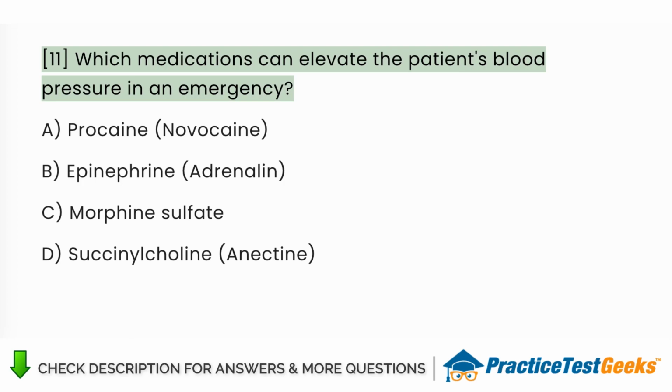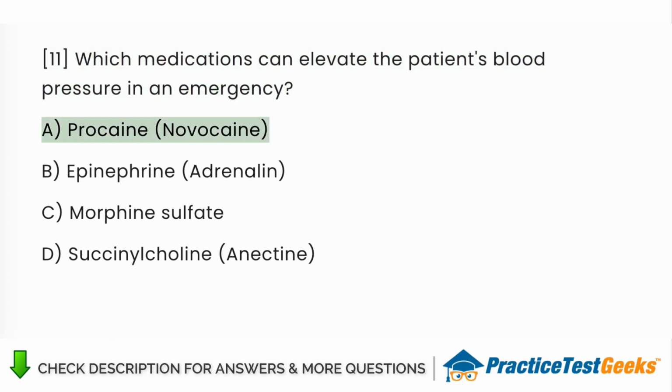Which medications can elevate the patient's blood pressure in an emergency? A. Procaine. B. Epinephrine. C. Morphine sulfate. D. Succinylcholine.